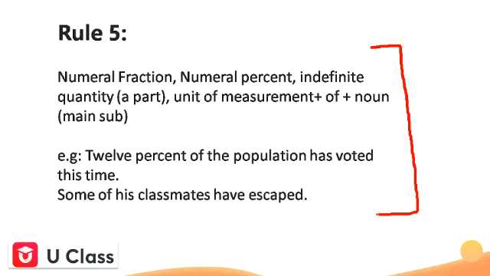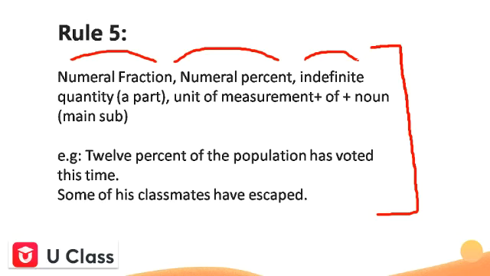Okay, I'll explain. See, there are four things. Numeral fraction, that means a number. Numeral percentage, that means 10%, 20%, etc. Not the word percentage, but a number in front of it. Indefinite quantity, indefinite means which is not clear. There's only a part, but you are not clear about how much it is. For example, some, many, much, a little, few, etc. Right?